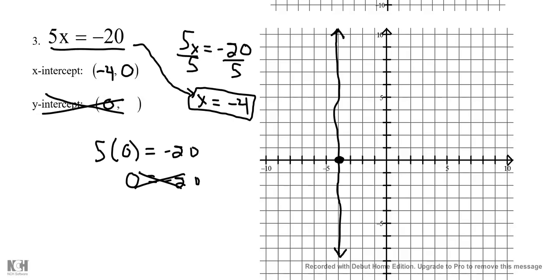Now we can only do that when there's no y's in the equation like there are here. If there was a y here, I would have been able to solve it. But since it's just x and numbers, I know it's going to be a vertical line, and it only has an x-intercept.